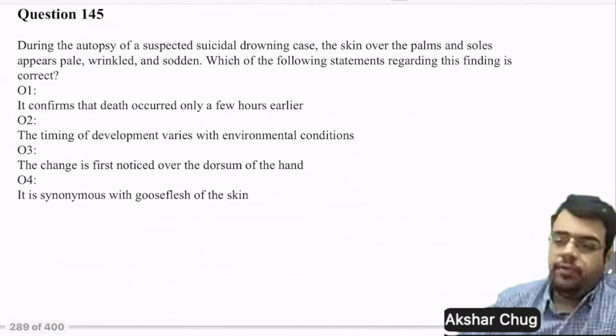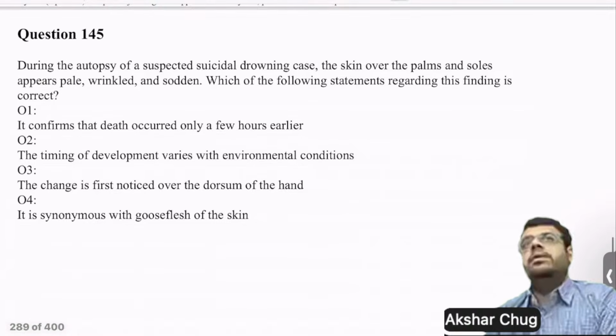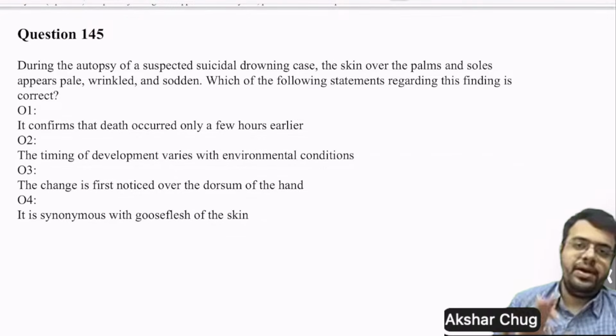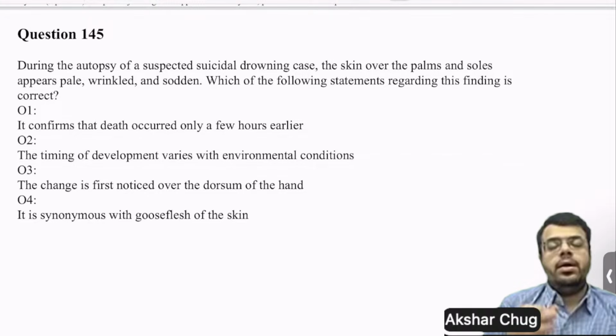Question 45. Again, the bones and the teeth are really important with regards to FMT. So again, you should revise them near to the exam.